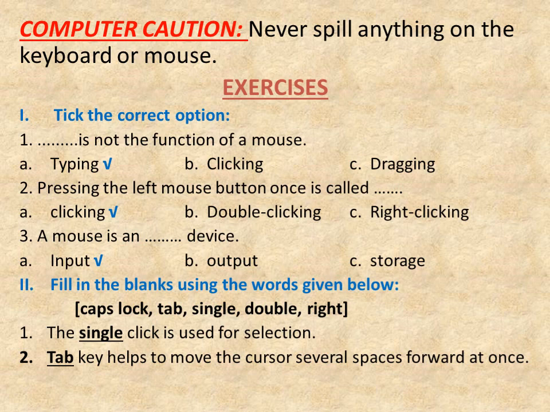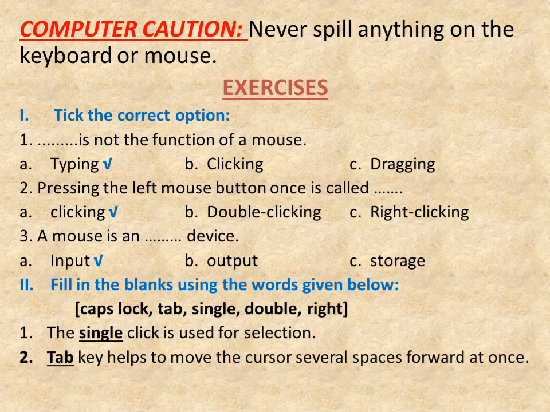Tick the correct option. First is dash is not the function of a mouse. Typing, clicking, dragging. Correct answer is typing. Second is pressing the left mouse button once is called dash. Clicking, double clicking or right clicking. So the answer is clicking. Third is a mouse is a dash device. Input, output, storage. A mouse is an input device. So click on input.